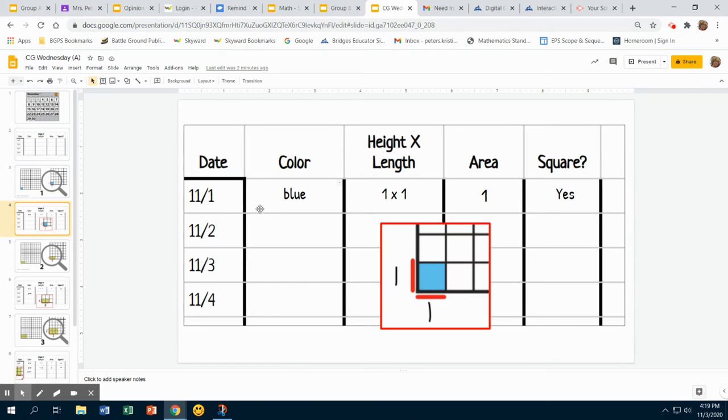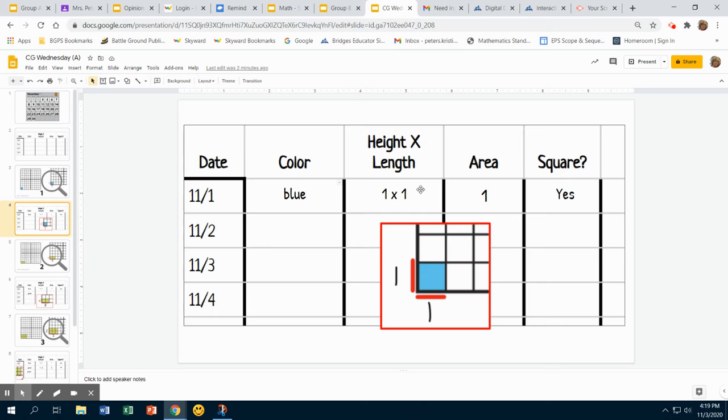Let's do a little recording here. So we have recorded that the color was blue. And then notice that I recorded the height is one, and then I use the multiplication sign, and the length is one. Because really we can think of that as one group of one, or one row that has one. So the area of that, remember the area is the number of square units it takes to cover a figure. So in this case, there's one. We can count them easily.